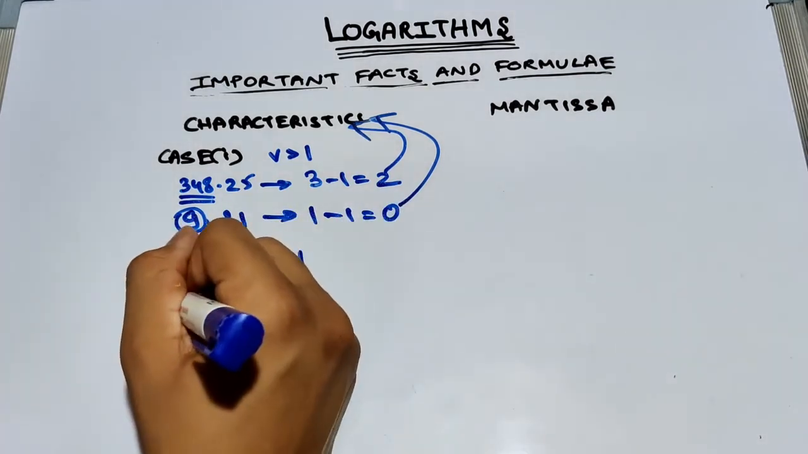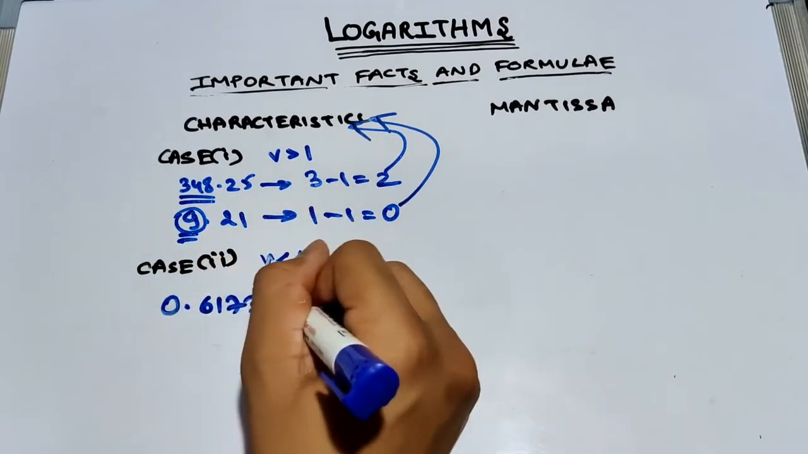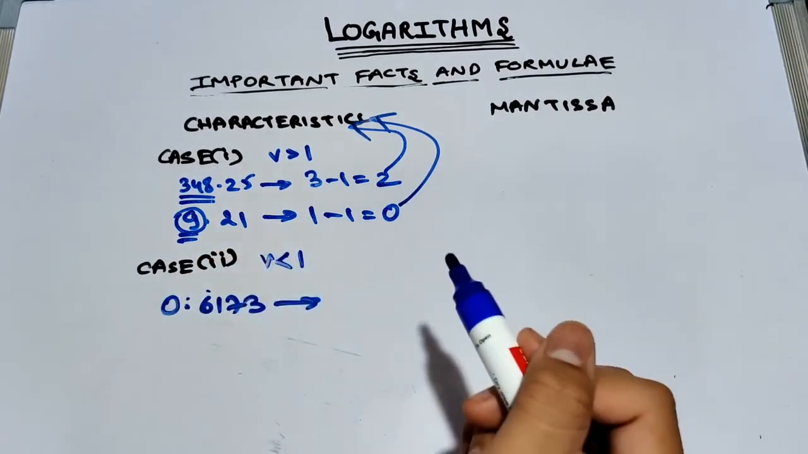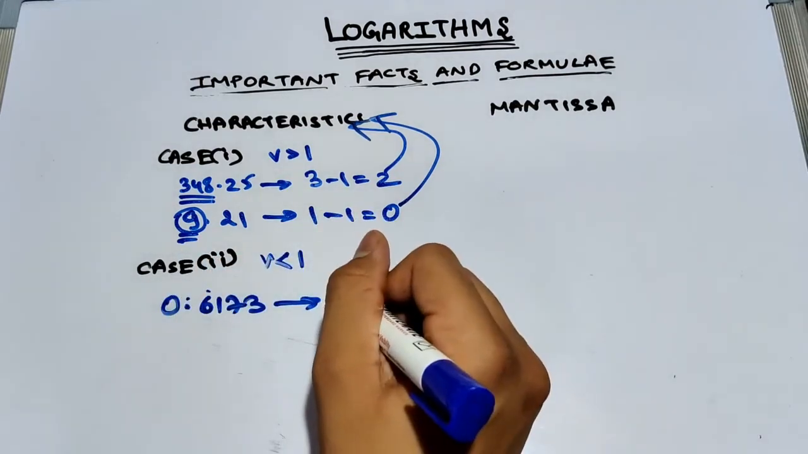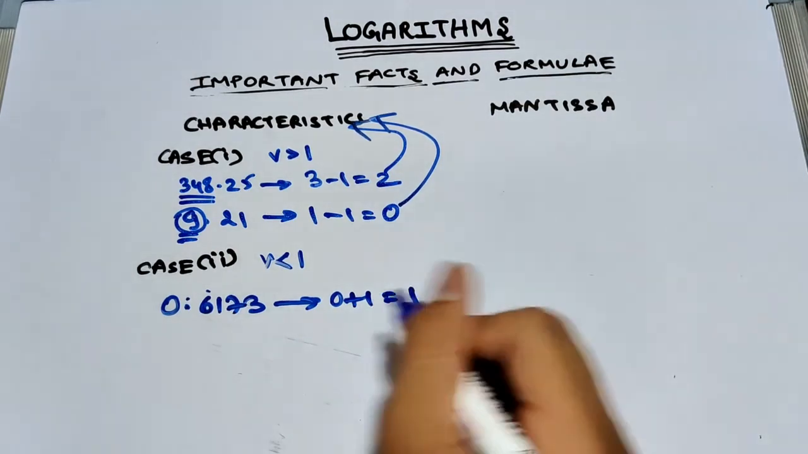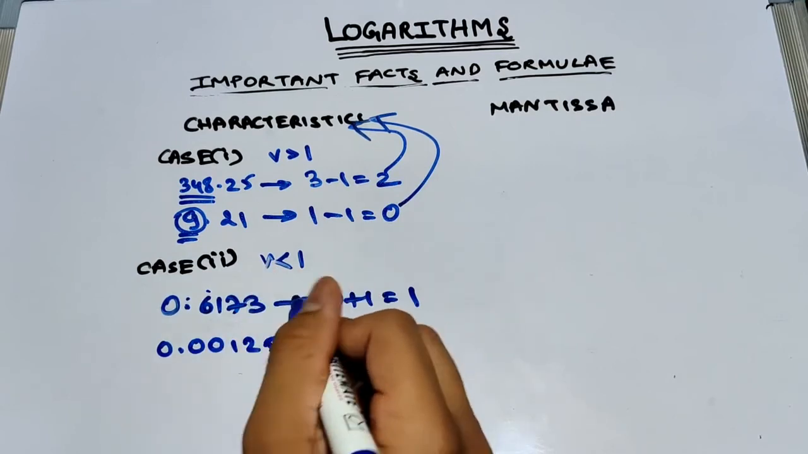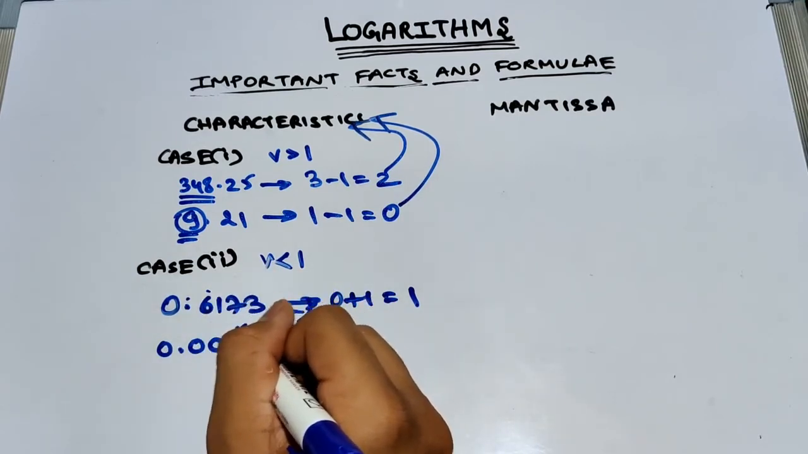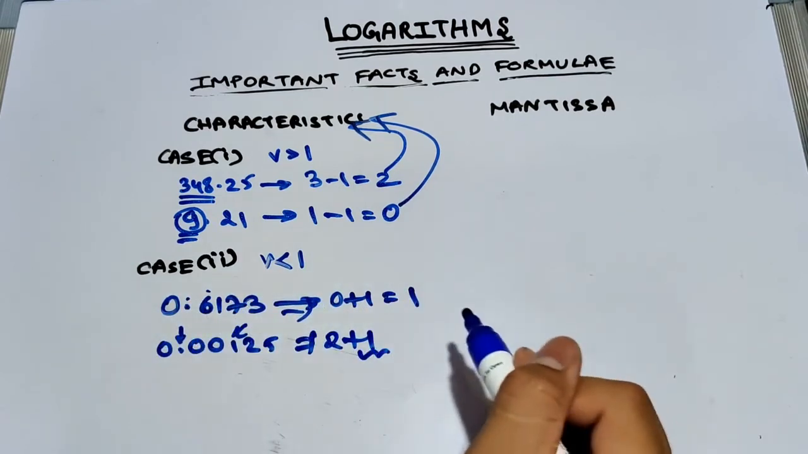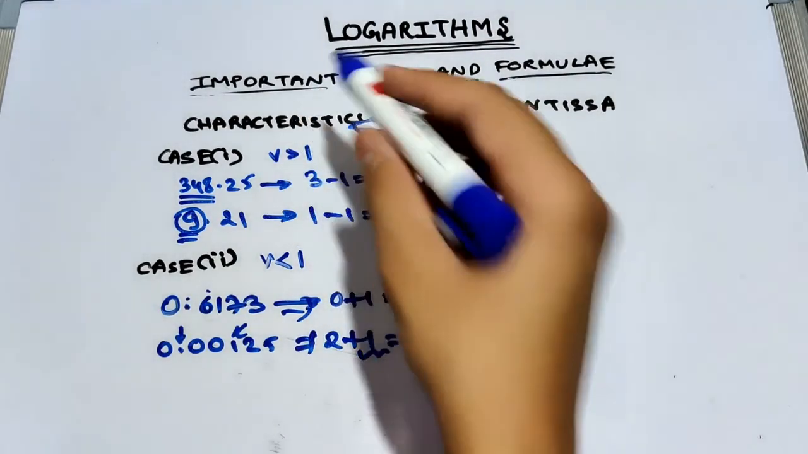For example, if it is 0.6173, how many zeros are between the decimal point and the first significant digit after the decimal? 0. So the answer will be 0 plus 1, as it is said that it is 1 more than the number of zeros, so it will be 1. Similarly, if something like 0.00125 is given, what is the first significant digit? This is the significant digit. So after the decimal point there are 2 zeros, and 2 plus 1, as in the definition itself it is plus 1, so it will be 3. So the characteristic will be 1 in the first case and 3 in this case.